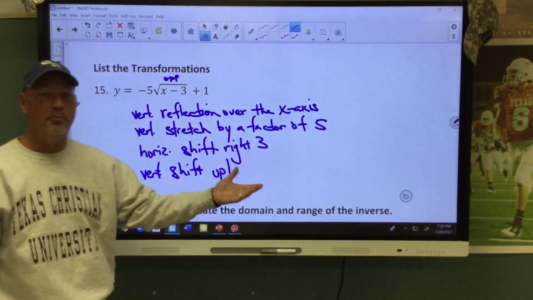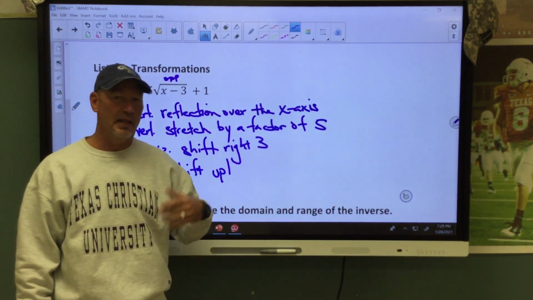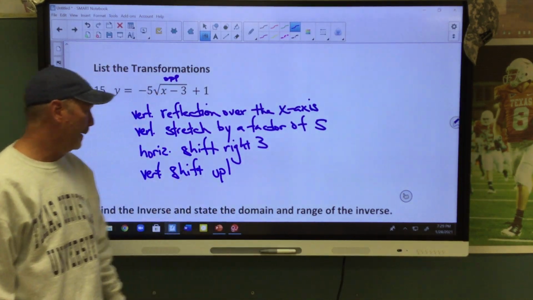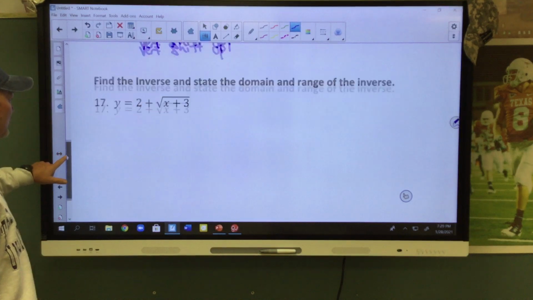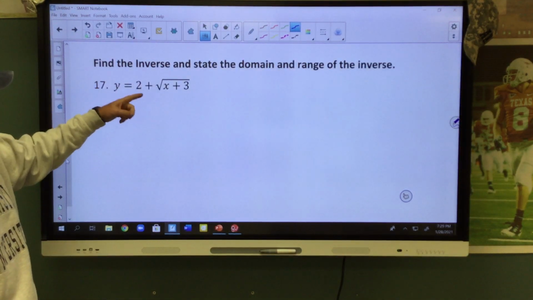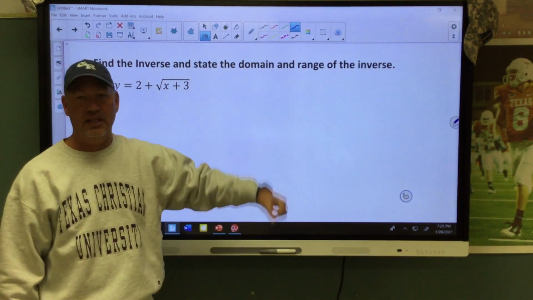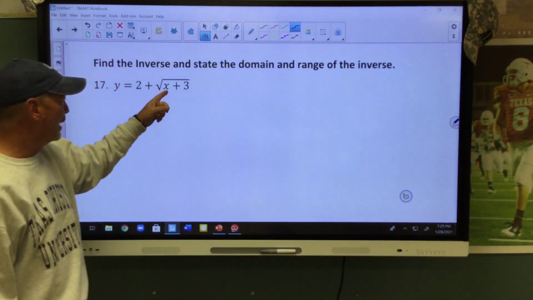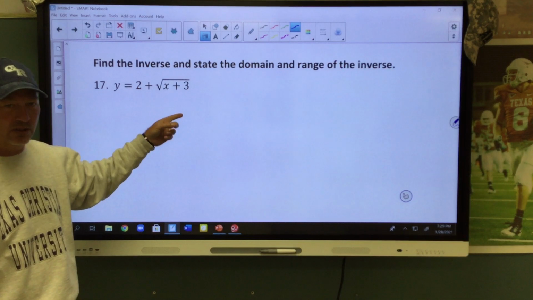Now the transformation should be pretty simple for you because it's the same things we've been doing with the quadratics and with the absolute value. Okay? All right, let's keep going. They're going to ask you to find the inverse and state the domain and range of the inverse. Okay? Well, I'm going to change it up first. I'm going to find the domain and range of this problem in just a second.